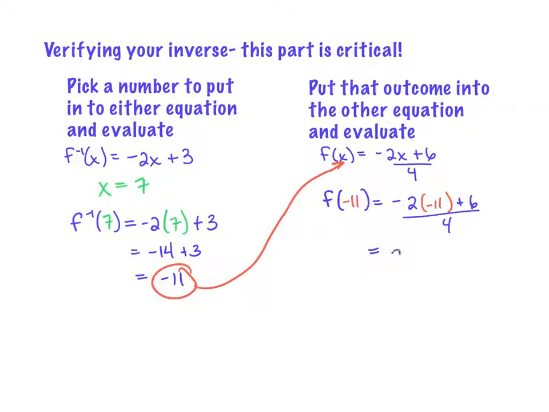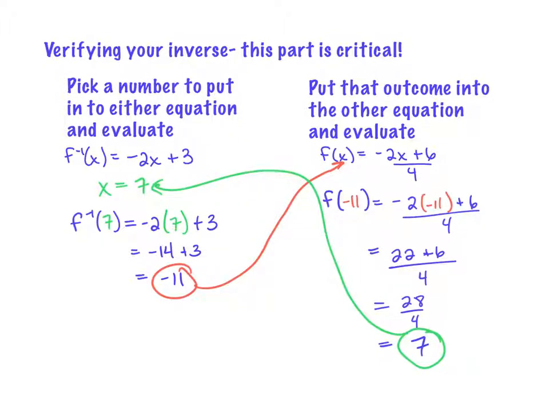Negative 2 times negative 11 is a positive 22, plus 6 is 28, divided by 4 is 7, which should match the number you picked originally. So keep that process in mind: pick a number, plug it into one of your equations, and whatever you get out, plug into the other equation. You should get the number you picked to start with.